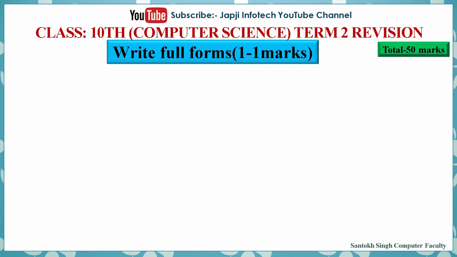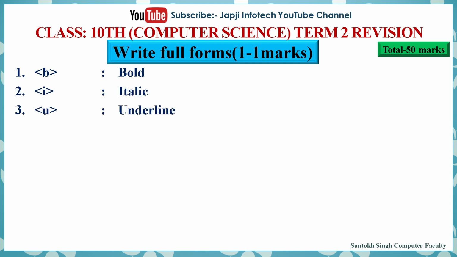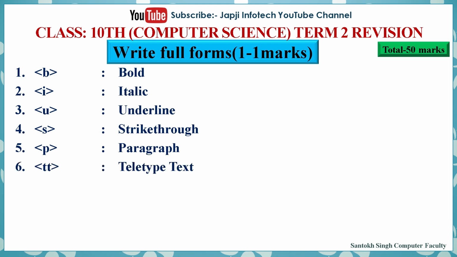So now we will learn about full forms. So each full form carrying 1 marks each. So the first one is B. B tag stand for bold, I tag stand for italic, third one is U. U tag stand for underline, fourth one is S tag. S tag stand for strike through, fifth one is P. P tag stand for paragraph, sixth one is TT tag. TT tag stand for teletype text, seventh one is HR tag.